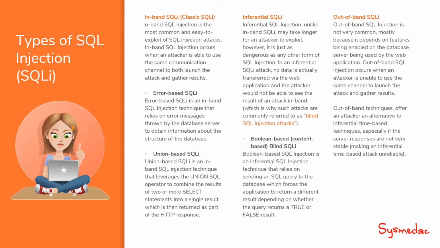which in turn is written as part of the HTTP response. And the next one is inferential. Inferential has two types of SQL injection. One is Boolean based and another one is time based, which is commonly called blind SQL injection. And the third one is out-of-band. An out-of-band technique offers an attacker an alternative to inferential time-based techniques, especially if the server responses are not very stable, making an inferential time-based attack an unreliable method. And these are the types, and major attacks happen by using these methods. I will put the complete detailed description in the link below this video.